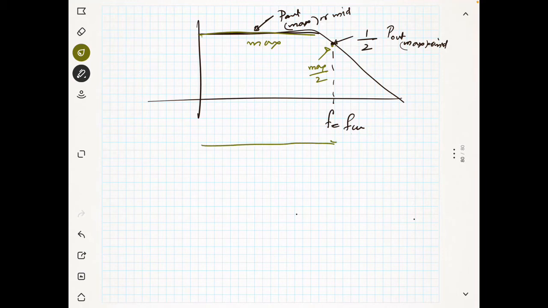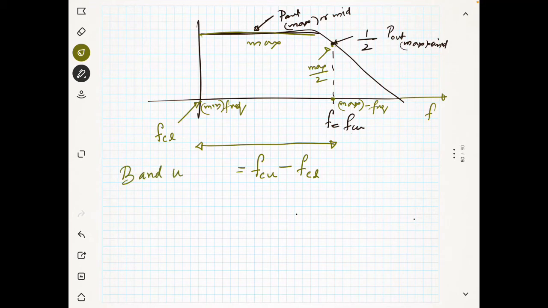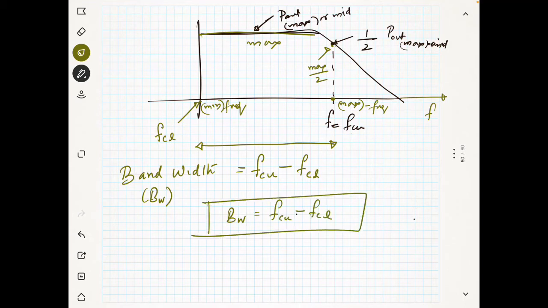So I am considering this range of frequencies. This is the lower cutoff frequency, this is FCU, the maximum frequency, and this is the minimum frequency. FCU minus FCL, the difference between the upper and lower cutoff frequencies, we will call the bandwidth. Another notation for this is BW. So bandwidth is given as FCU minus FCL.